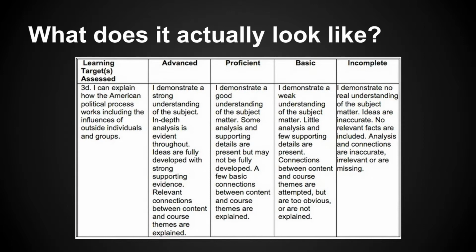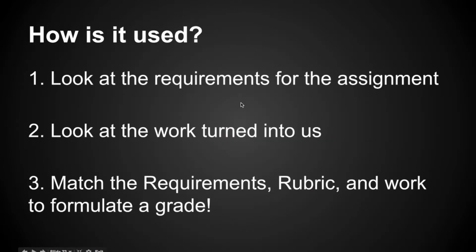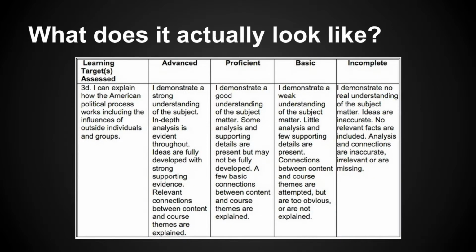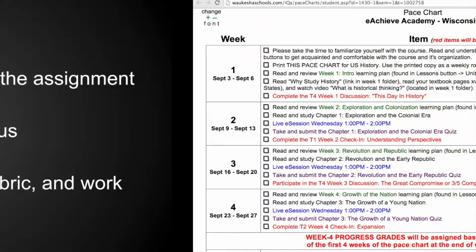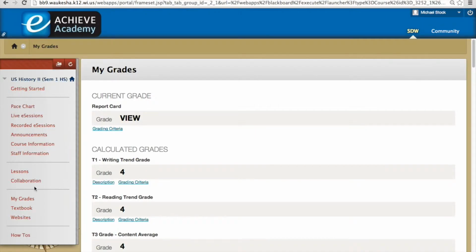So we can look at this one talking about American political processes and all that other fun stuff, and we look at it on a scale of incomplete, basic, proficient, and advanced. And you can get an idea of what we're looking for by just looking at the qualifiers inside the rubric. So how's it used? How do we grade you? First we look at the requirements for the assignment. Then we look at the work that you turned in to us, and then we match the requirements, we match the rubric, and then you get, voila, a grade. And remember, you can find those grades in My Grades, which is pretty cool.